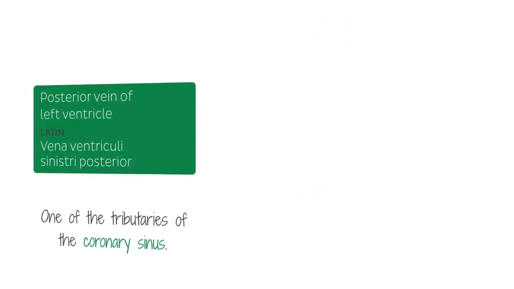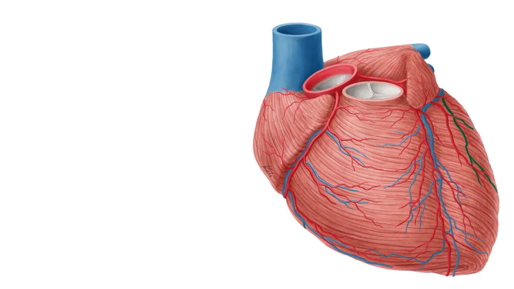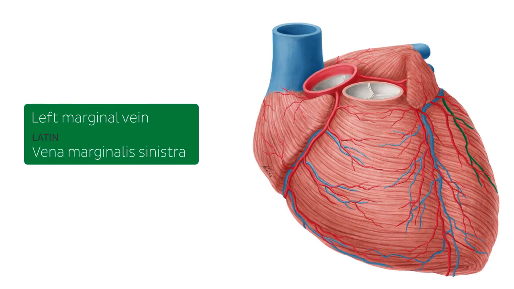The next vein that we're going to be talking about, back to the anterior view of the heart, is the left marginal vein. So finally, this is the last vein that returns blood to the coronary sinus, and this vein courses the left side of the heart and drains the left ventricular myocardium.